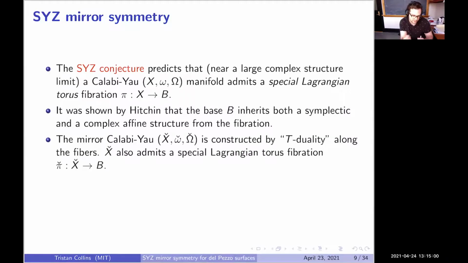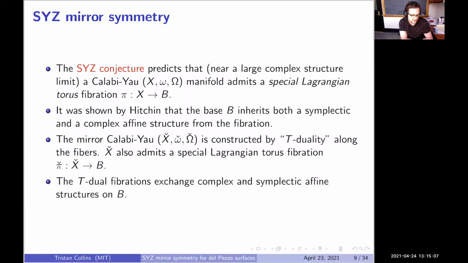And so this mirror dual also has a special Lagrangian fibration onto the same base, in particular from the construction. And one way to think about what T duality is, is that it's supposed to be the operation which exchanges the complex and symplectic affine structures on this base B. Okay, so this is the recipe the SYZ conjecture suggests for constructing mirror pairs. It also makes a lot of predictions about the geometry of these Calabi-Yau manifolds near these large complex structure limits.